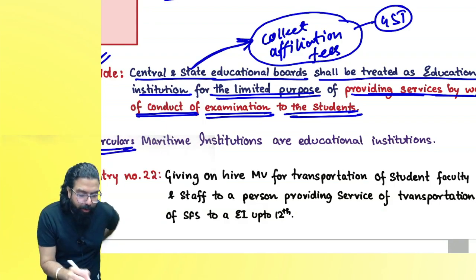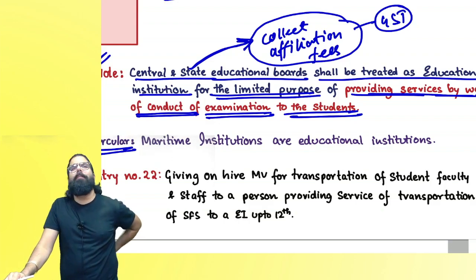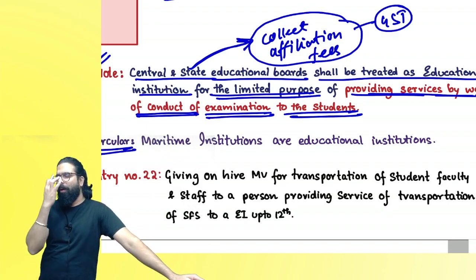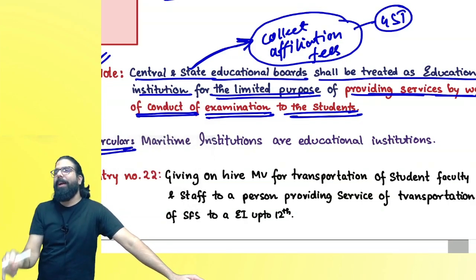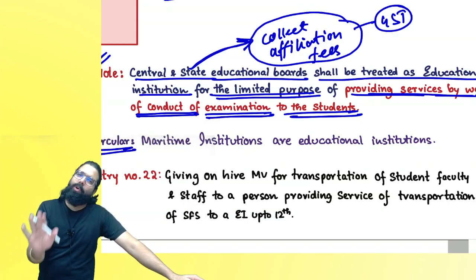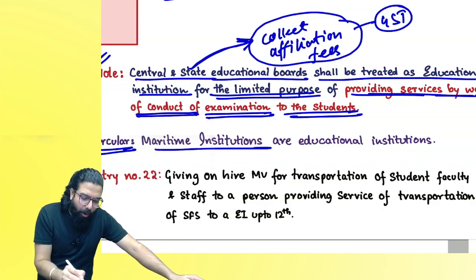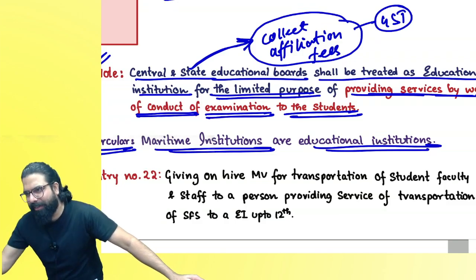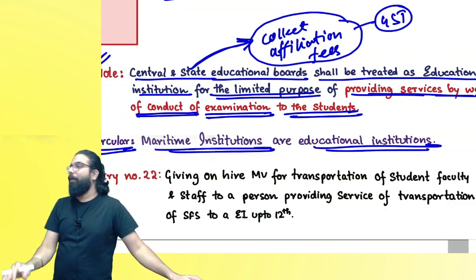Now, everyone over here, you know these marine institutes. What are marine institutes, everyone? Marine institutions are those who give ship related courses. The government told that these marine institutions are also educational institutions, and their services provided to student, faculty and staff, etc. will also be exempt. Are we clear, everyone?